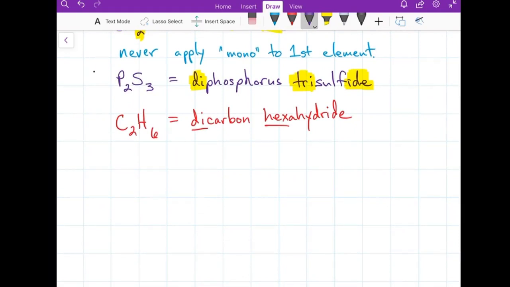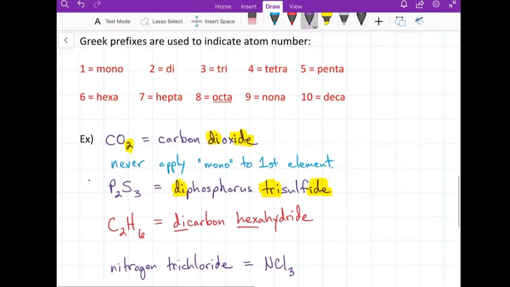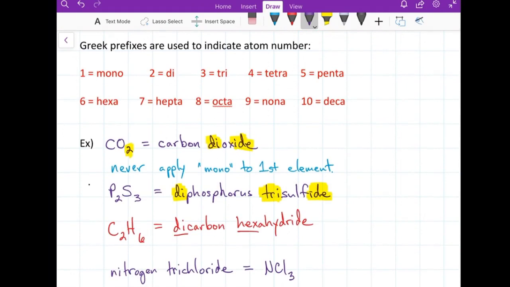Let me try maybe one more practice. We'll go the other way. Let's say we have nitrogen trichloride. What would that be? NCl3. Notice we don't start with mono. I just want to make a note here: it is very important that once we learn these prefixes, a lot of students want to apply them all the time to all compounds, but it only works for covalent compounds, so between 2 nonmetals.